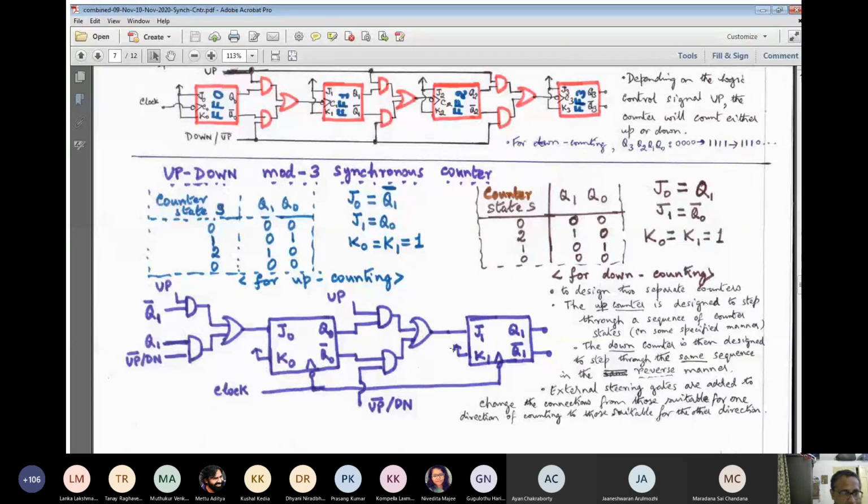Yes, please. So instead of using two AND gates and an OR gate, can't we use a single XNOR gate with up and Q0 or Q1? Two AND gates and one OR gate. You want to use the XNOR gate equivalence. But what will be the input of the XNOR gate? It's the equivalence gate. After the first flip-flop, it would be Q0 and up for the XNOR gate.